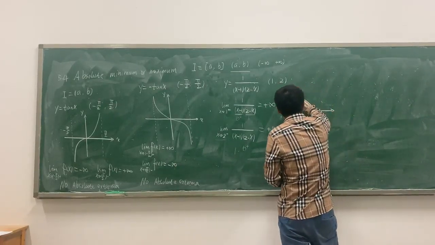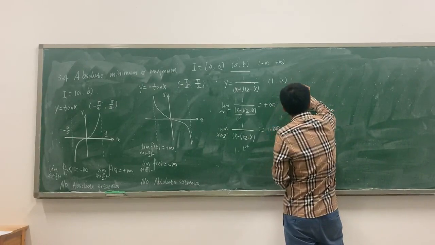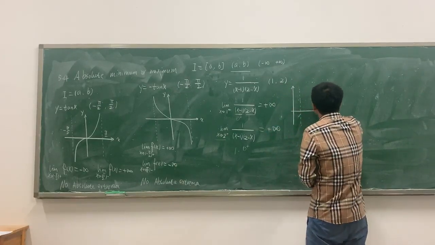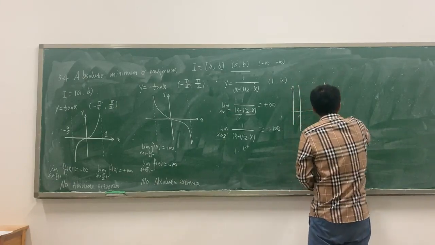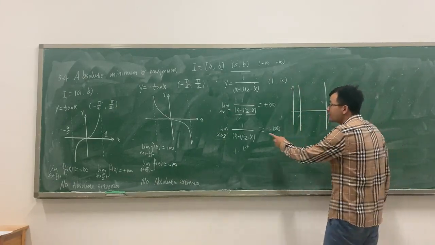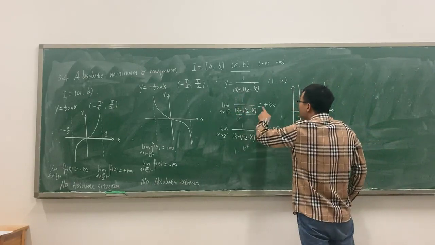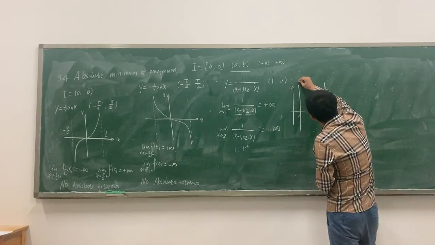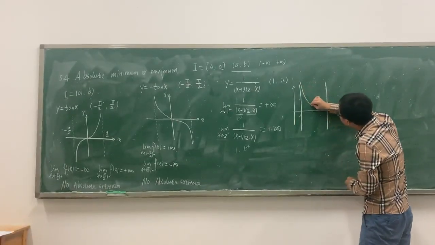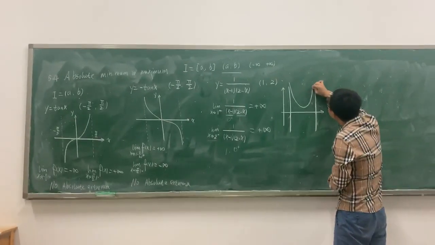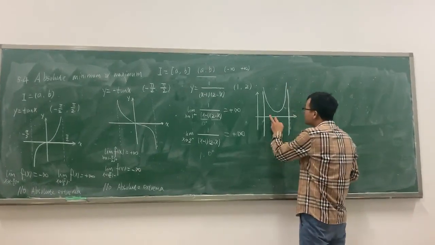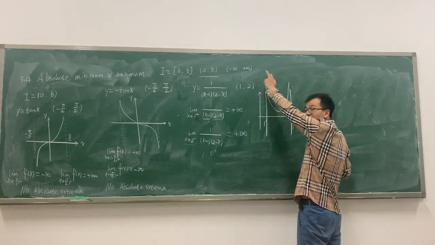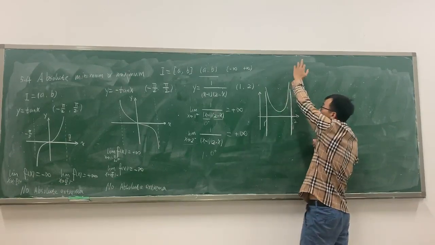So here is 1, here is 2. So when x approaches 1 from right, it goes to plus infinity. So here is like this, okay? When x approaches 1, it goes to plus infinity. When x approaches 2, it goes to plus infinity.